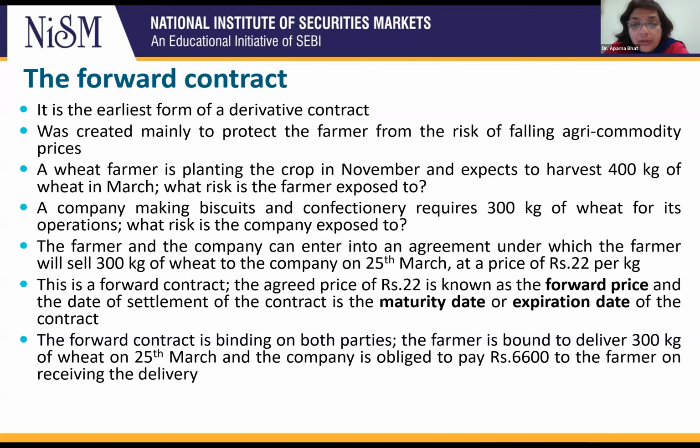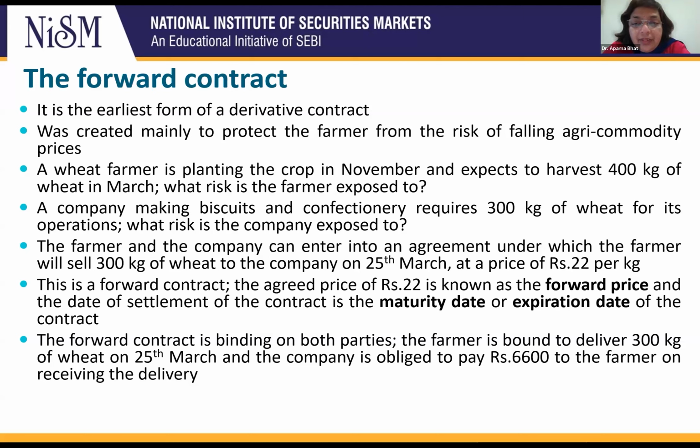Now, this kind of contract is called a forward contract because they are agreeing upon the price today itself. They are agreeing on the selling price today, but the actual delivery of the wheat will happen only on 25th of March. This agreed price of 22 rupees per kilo is known as the forward price. And the date of settlement of the contract, that is 25th March, is known as the maturity date or expiration date of the contract.